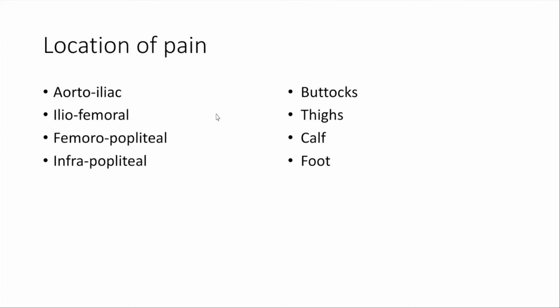Based on this, it's very easy to see that the answer to our question that we discussed earlier was calf. Calf was the right answer. Now you may ask me, but what if there is occlusion at the iliofemoral level? Why don't we get pain in the calf or the foot? Why only thighs? The body is built in a beautiful way in that the vascular supply has a lot of collateral vessels.